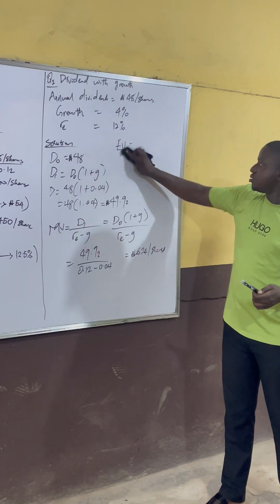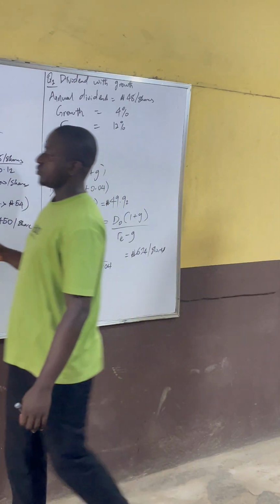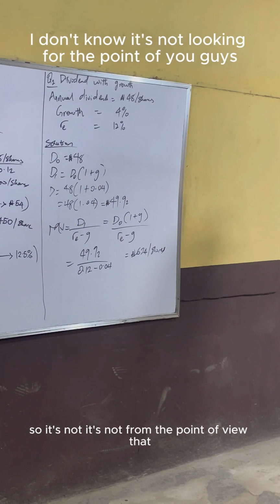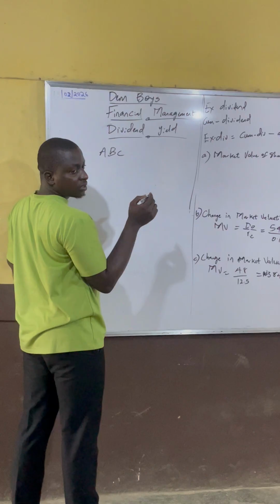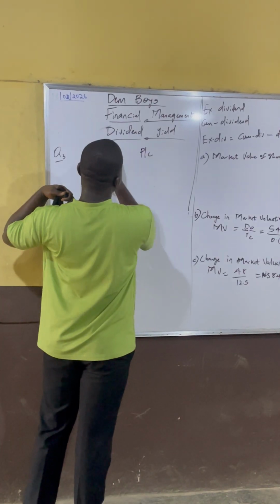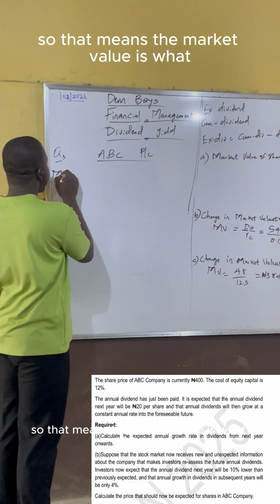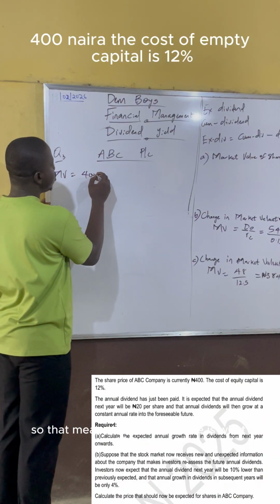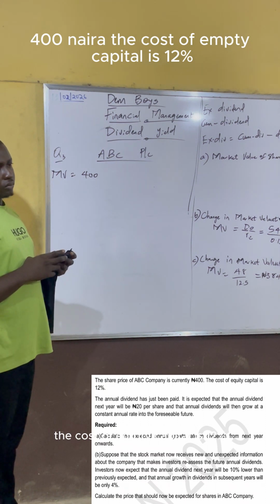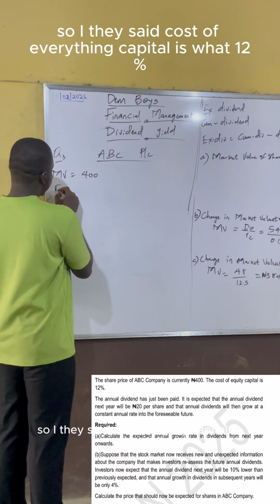The enterprise value is actually the value of the entire business. That is, it is considering both equity and debt. So it's not looking from the point of view that the price of ABC PLC is currently 400 naira. So that means the market value is 400. The cost of equity capital is 12%.